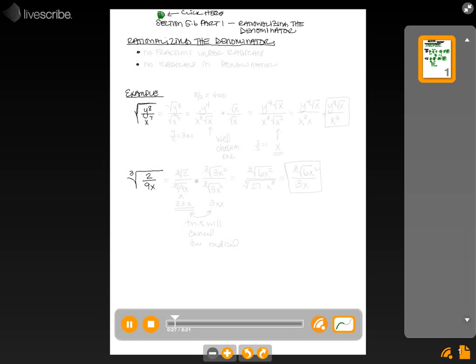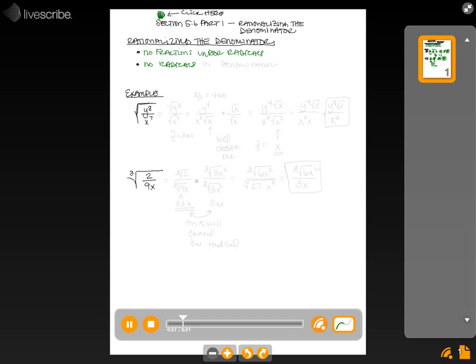Now, when you rationalize the denominator, there's two cases where we would have to rationalize. You cannot have fractions under a radical sign. That's a no-no in terms of math. So if you have that, that's a case where you'd have to rationalize the denominator. The other one is no radicals in the denominator. Your denominator has to be a whole number, okay?